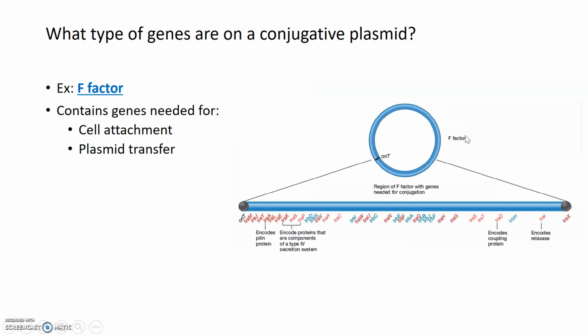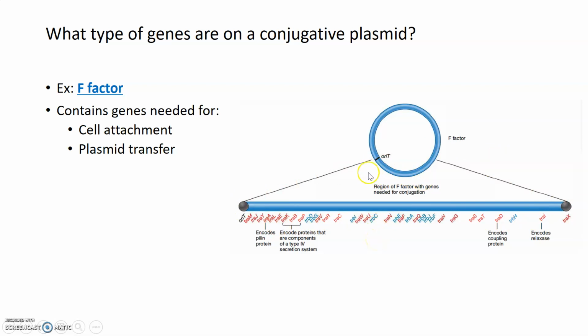The most well-studied conjugative plasmid is a plasmid from E. coli, known as F factor. F factor contains many different genes. Specifically, it contains some genes that are needed for that cell attachment to form between donor and recipient cell. It also contains genes that are necessary for the plasmid, or the DNA itself, to be moved from donor to recipient.